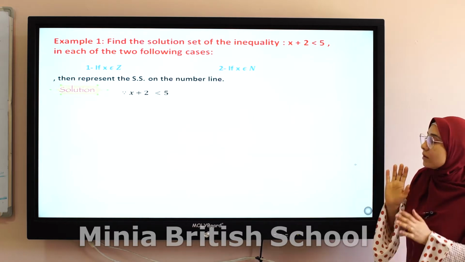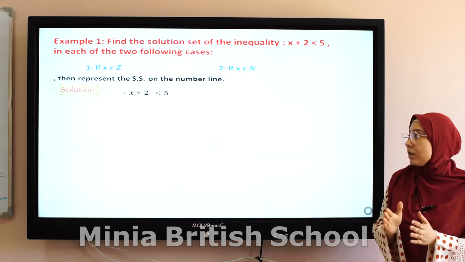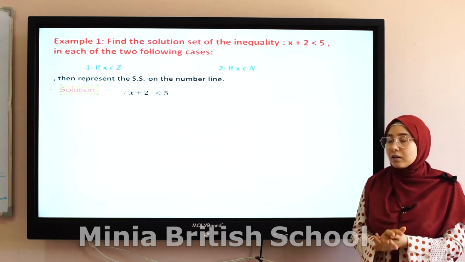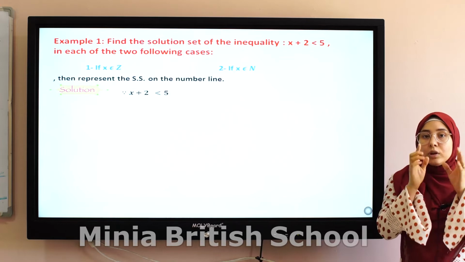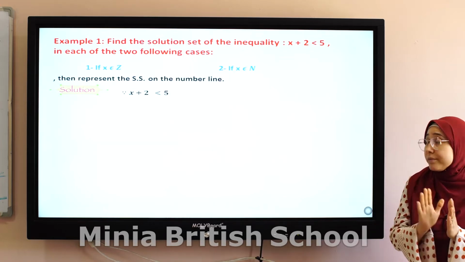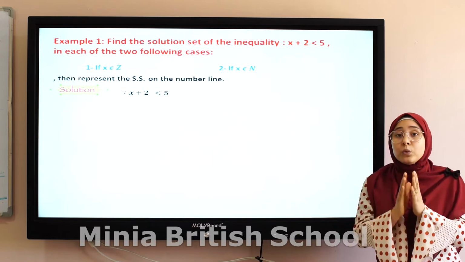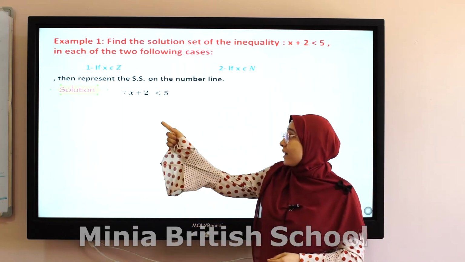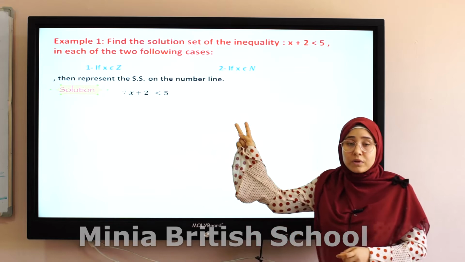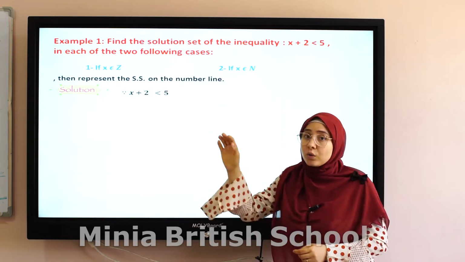And first, my inequality here, x plus 2 less than 5. I need to put the variable on one side, okay? So here I will subtract 2 from both sides of this inequality.